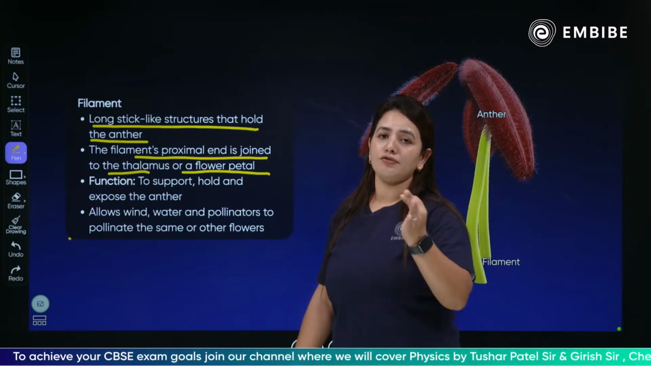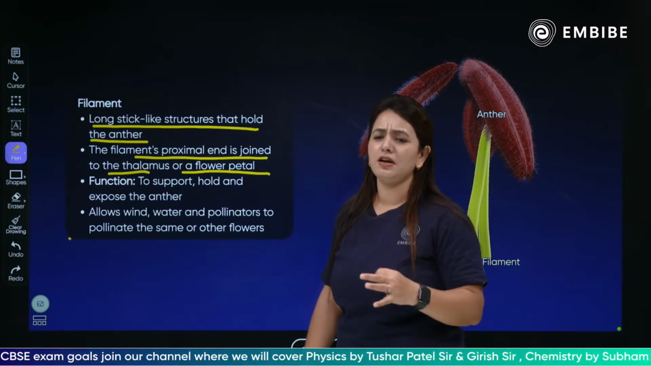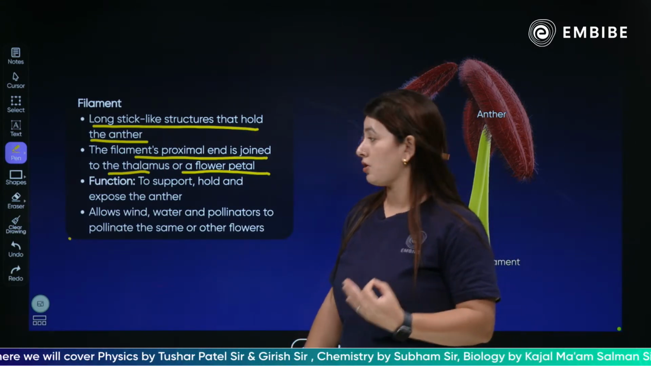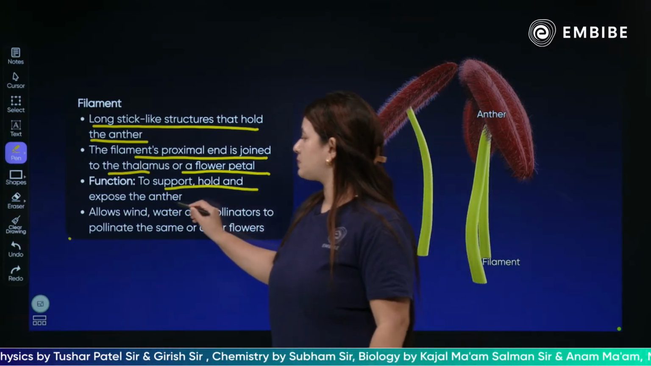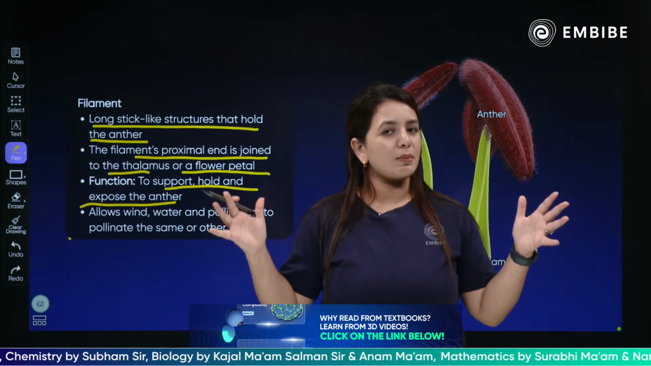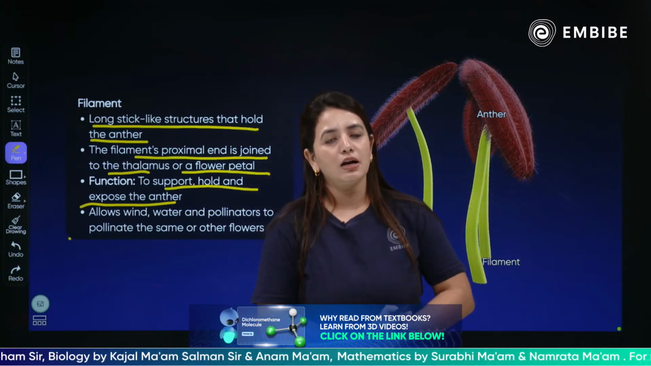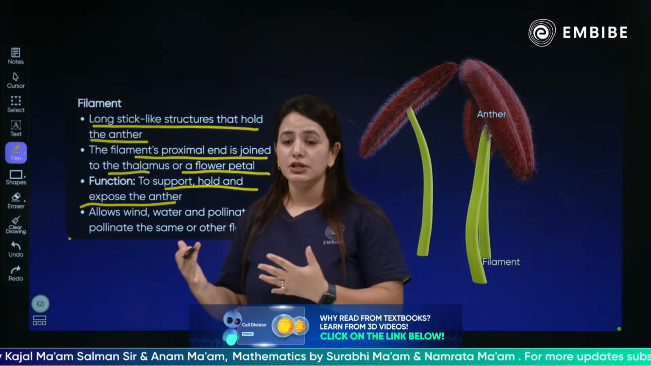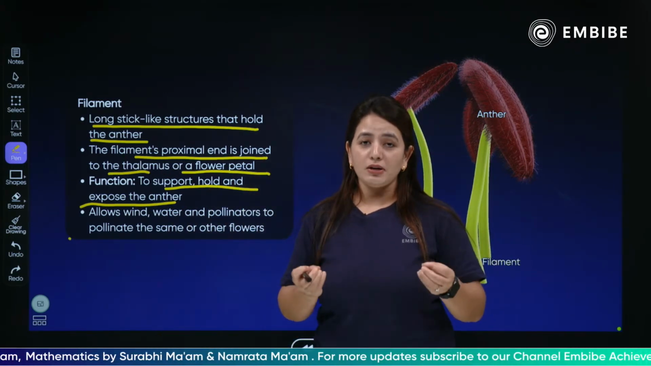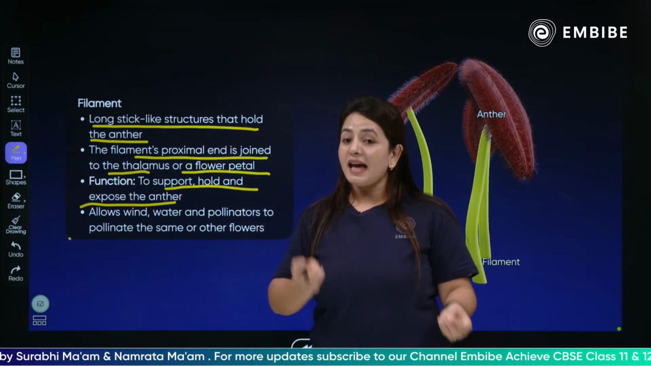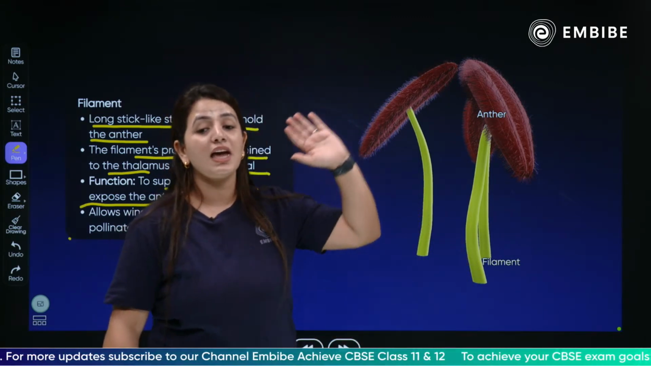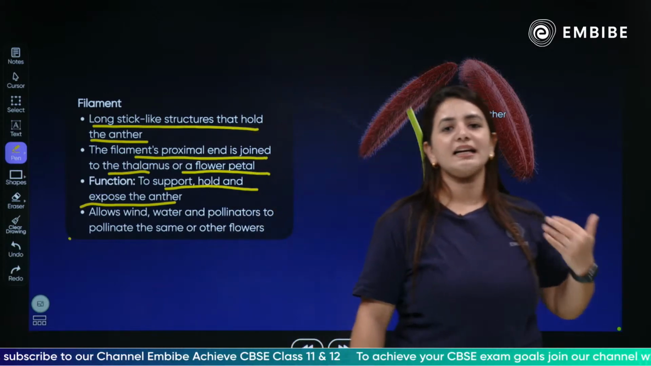What is the function of the filament? The filament does not take part in reproduction directly, yet it helps the reproduction process by supporting, holding and exposing the anther. If the anther is not exposed, there will be no dispersion of pollen grains, no insect will come in contact with the pollen grain, and there will be no pollination. We are going to discuss pollination in the coming session. You know that pollination is the transfer of pollen grains from the anther to the stigma, and this is only possible because the filament holds the anther at a good height so that pollen can disperse in the air.